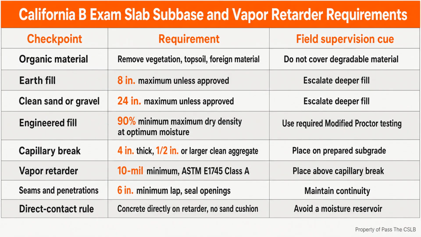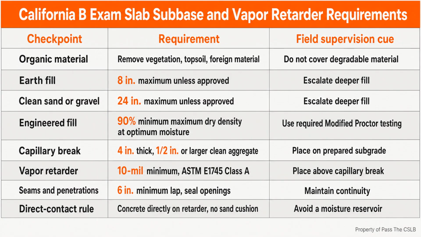For engineered fill, the report identifies a common minimum of 90% of maximum dry density at optimum moisture content under the modified Proctor method. That number is not a visual guess. A surface can look hard and still hide loose zones below. Field verification, when required, belongs to the qualified inspector and the approved testing process.